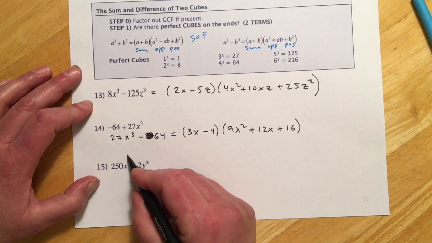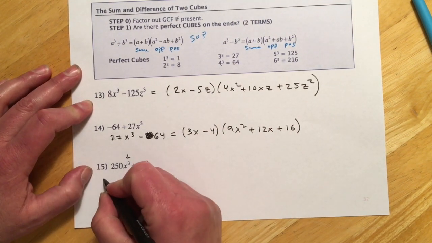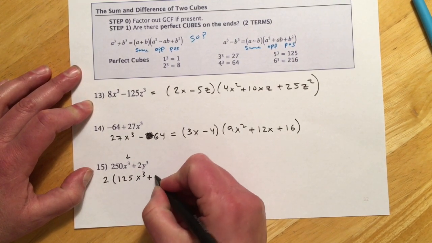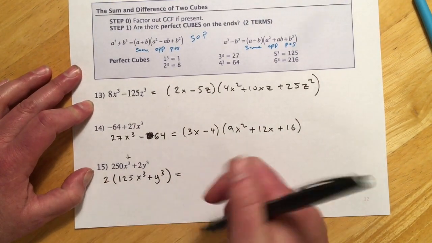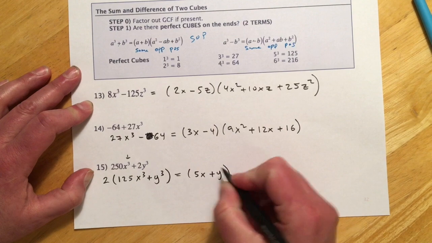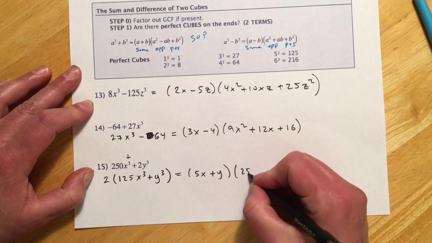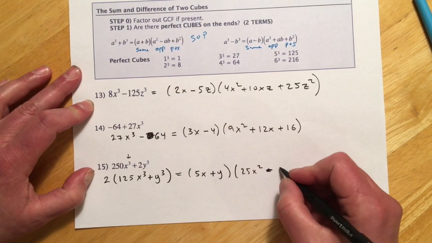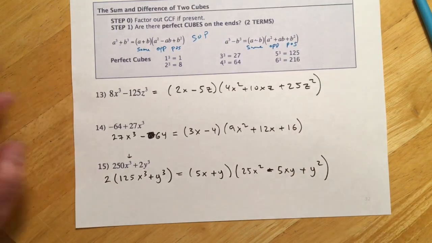And then this next one, 250 and 2, these are not cubes, but the x and the y are. So this is telling me it's going to turn into one of these formulas, and the trouble is I just have a GCF in there I need to get out of my way. So I'll take a 2 out front. That's going to give me 125x cubed plus y cubed. And then I can take this 125 apart and make it a 5x. And then the y is just going to be a plain old y. That first sign matches. And then 5x times 5x, that's 25x squared. 5x times y, minus, opposite sign, 5xy, and then plus y times y, y squared.